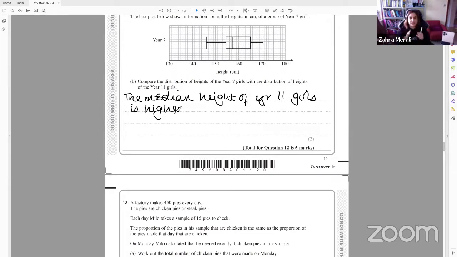And then the other thing is you talk about the spread. So that's either talking about the standard deviation or the interquartile range. So in this case, you're given an interquartile range, and you say the interquartile range of year 11 girls is smaller because there's less space in the higher one, or there's more space here. It doesn't matter which way round you write it.